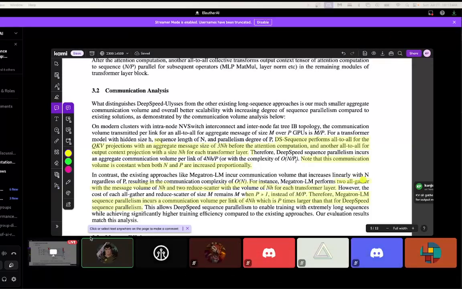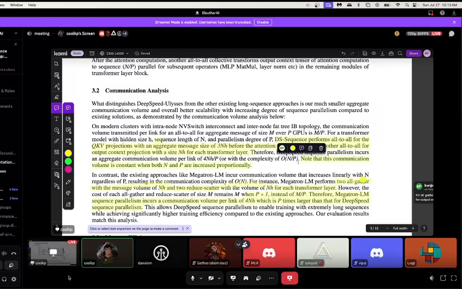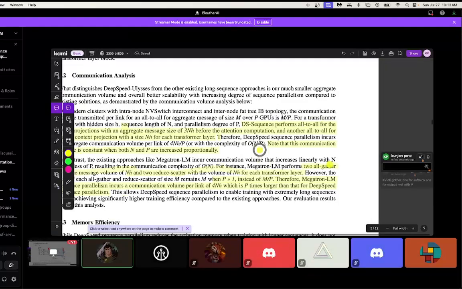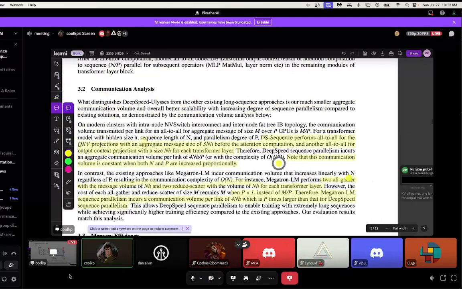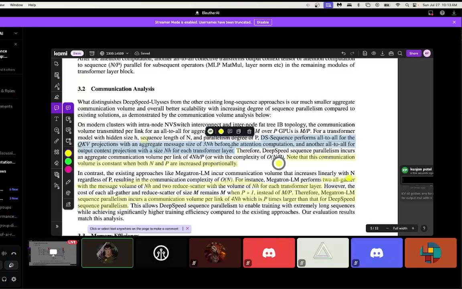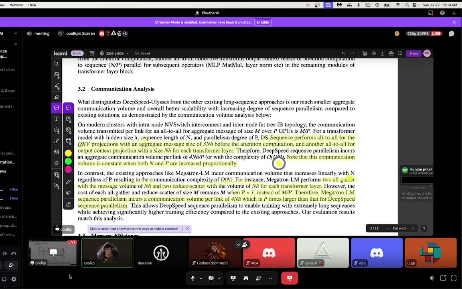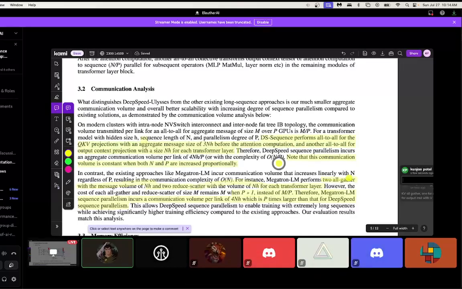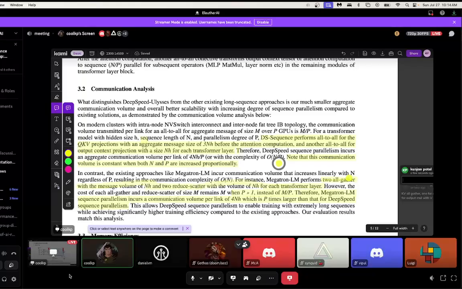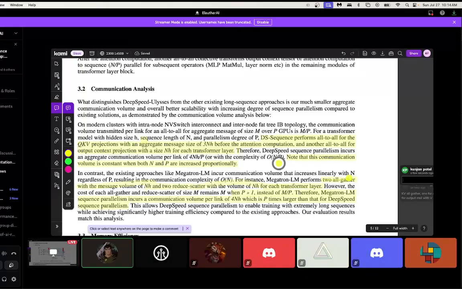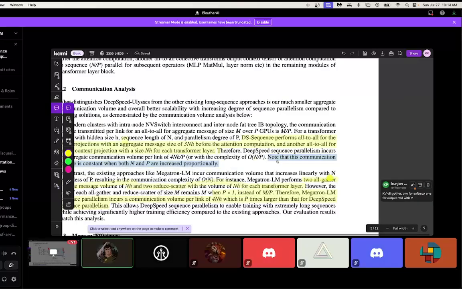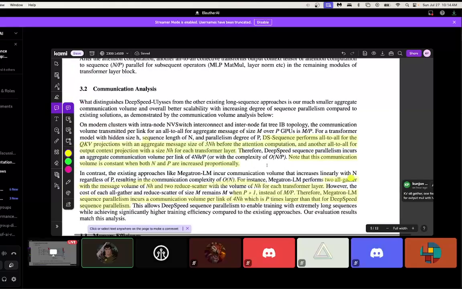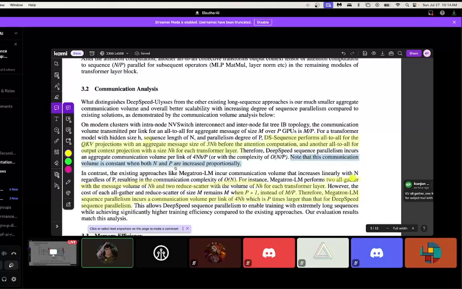Actually, I would like to get the thoughts of you and others here about this statement. As I mentioned, we perform an all-to-all. You have an aggregate message size of 3NH, which is basically for the QKV, to go from sequence to head sharding. That's what they're saying. And then they say: note that this communication volume is constant when both N and P are increased proportionally.